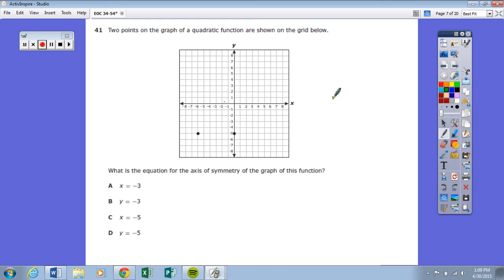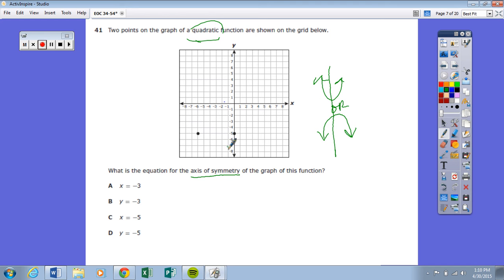Number 41. 2 points on a graph of a quadratic are shown. What's the equation for the axis of symmetry? Okay, if you remember, first of all, a quadratic is supposed to look like a parabola. So it either looks like that or it looks like that, one or the other, okay? Axis of symmetry is the line that goes through the middle of that.